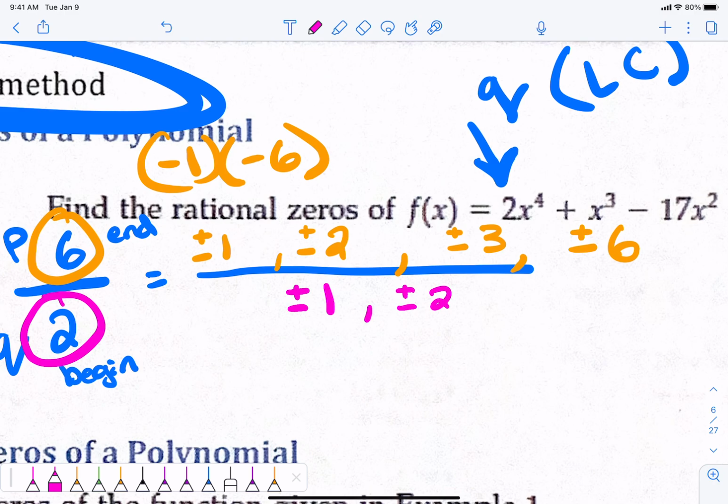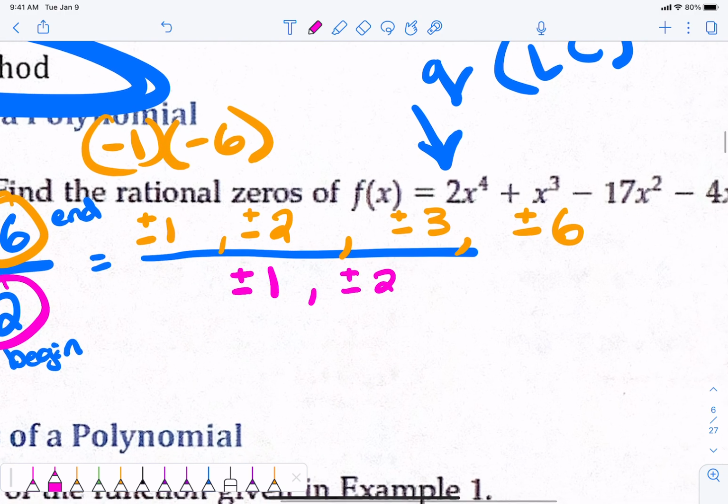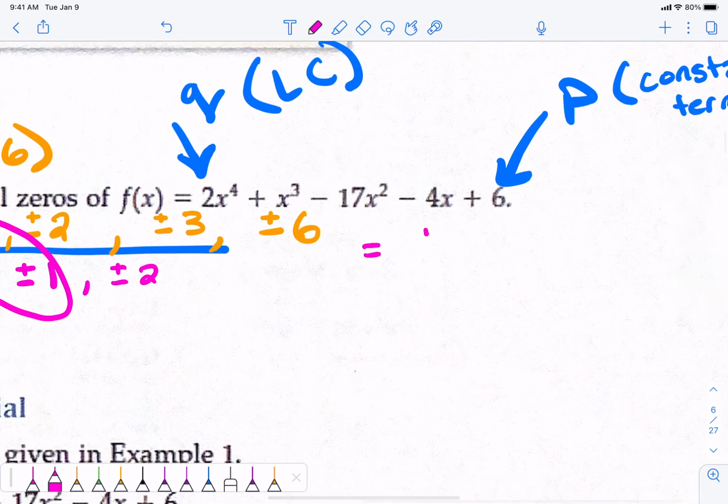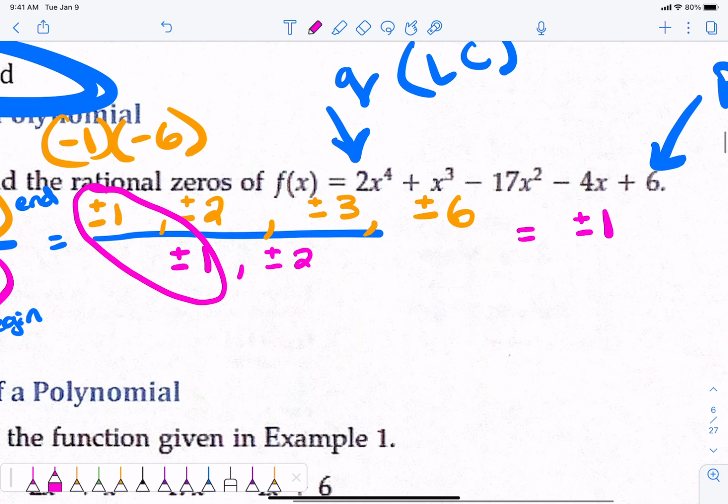And the more you do it, the faster it becomes, right? This isn't a very long process. Now, here's what we do. We look at fraction-y things, okay? So this is my first fraction: 1 over 1, which reduces to 1. This is my overall final list, plus and minus 1, okay?